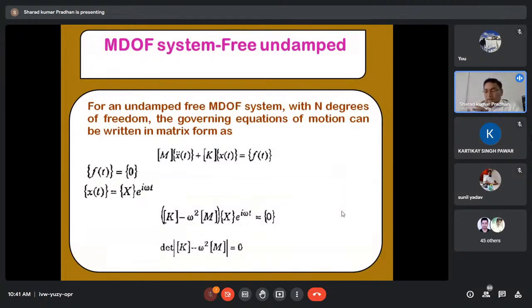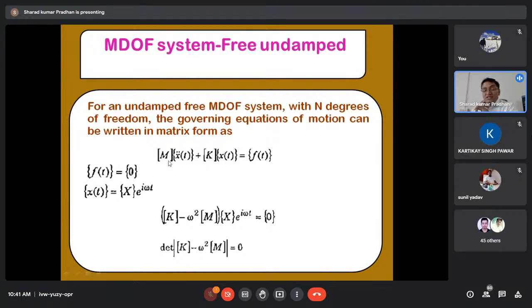Now look at multi-degree of freedom system, means you are having many degrees of freedom. It means now the mass is not single, the stiffness is not single. There are many masses, there are many stiffness, there are many dampers. The worst case is many masses, many stiffness and many dampers. And that is the real case. So here the small m is replaced by capital M matrix. The small k is replaced by capital K matrix.